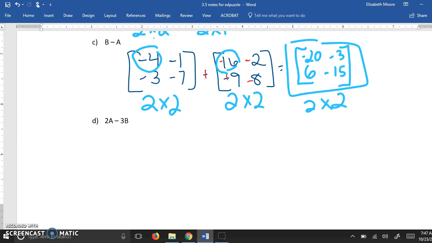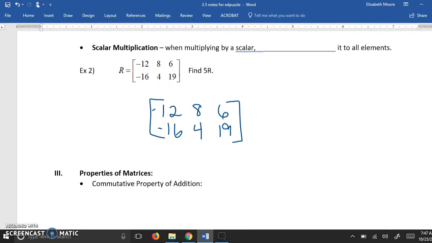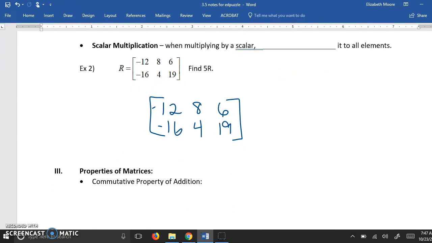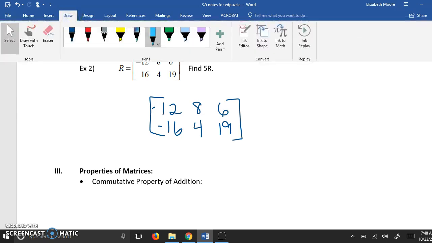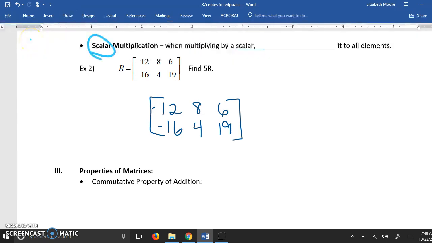We're going to skip example B for right now. We'll go back to that in a moment. And I want to take a look at what scalar multiplication is. Now, we can multiply matrices. However, that's not what scalar multiplication is. Scalar multiplication is almost like, think of it as distributing a single number to every element in the matrix.